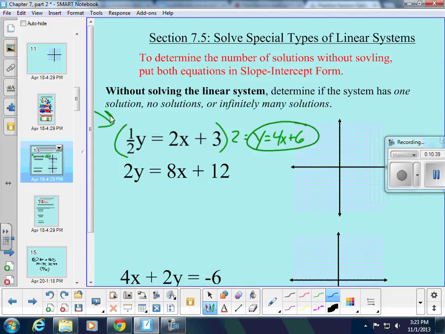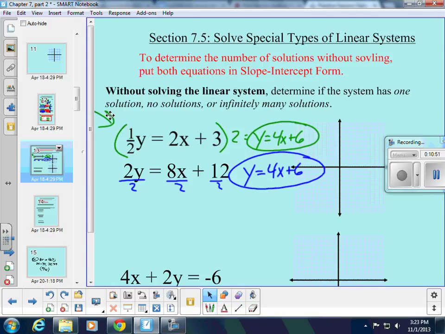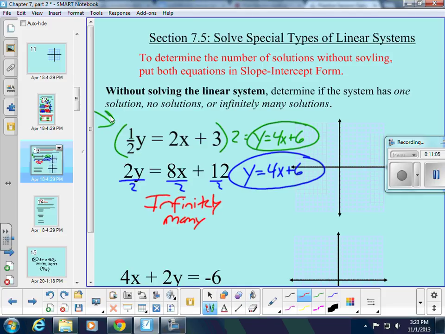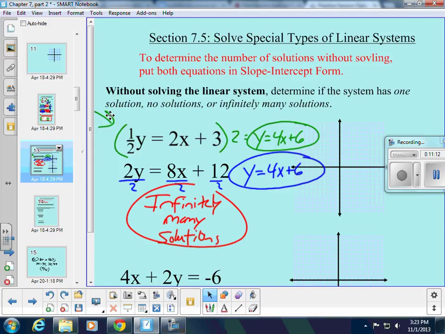Looking at the second equation, I'm going to divide everything by 2 and see what I get. So I get y equals 4x plus 6, kind of like that example I talked about earlier. In this case, since I have the exact same equation for both of these, once I solve them and get them in slope-intercept form, this is the infinitely many solutions case. And so that's what I would put. If I did graph them, I would find it'd be the exact same line. So we say there's infinitely many solutions.